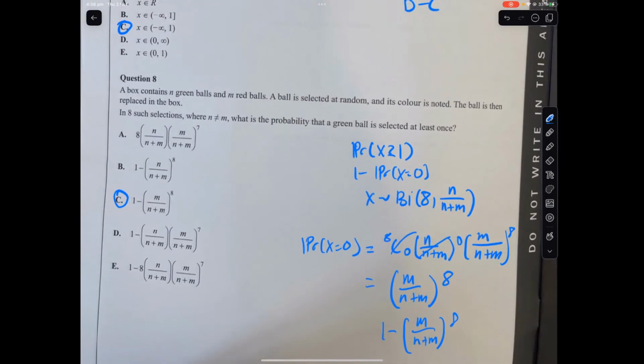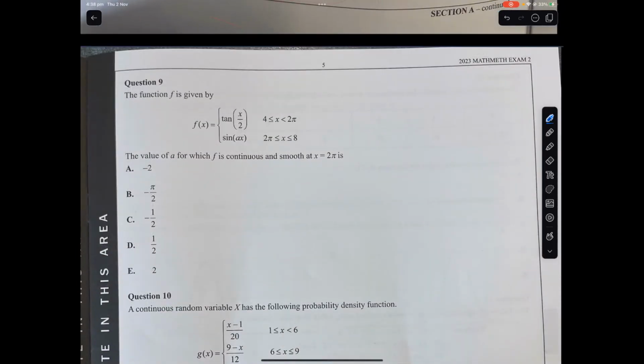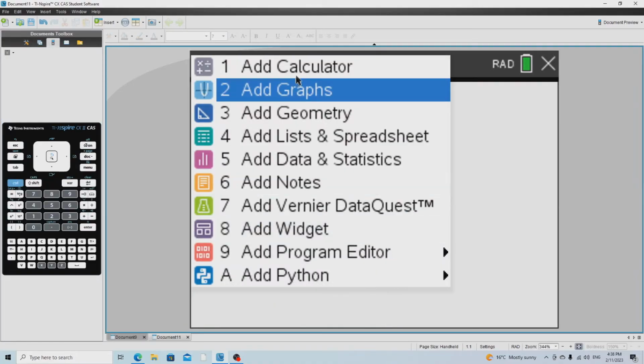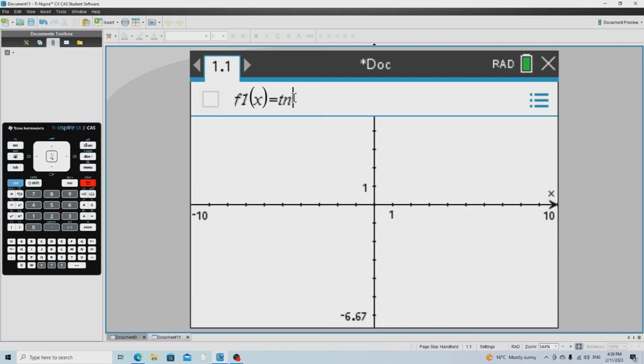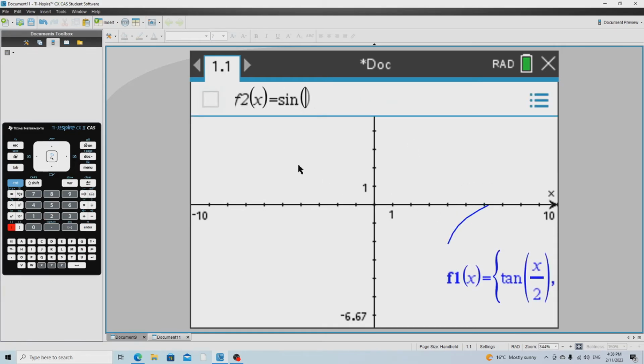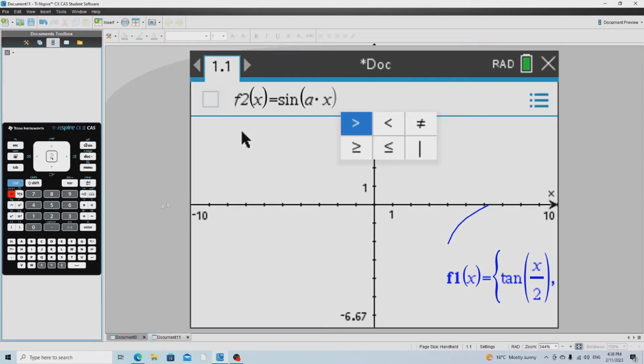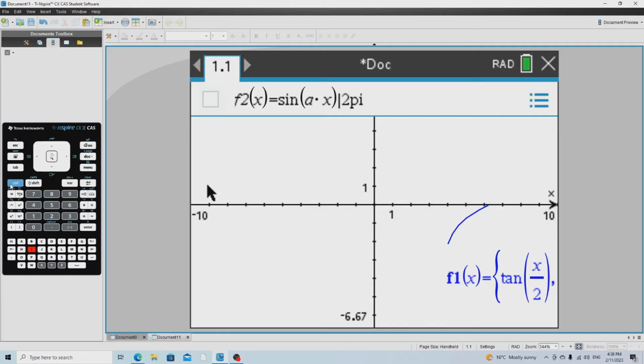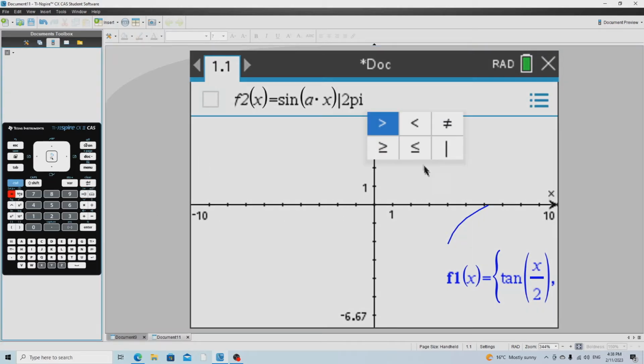All right. Let's go up. The function f is given by this. Okay, the value of a for which f is continuous and smooth at x equals 2 pi is what? Again, I'm just going to graph it to make my life easier. So, let's just draw tan of x over 2 from 4 root x up to 2 pi. And we also need to draw sine of a times x, given that from 2 pi root x to root 8, so to 8.